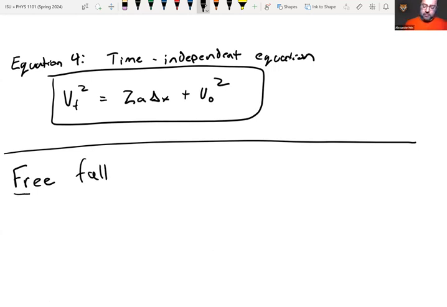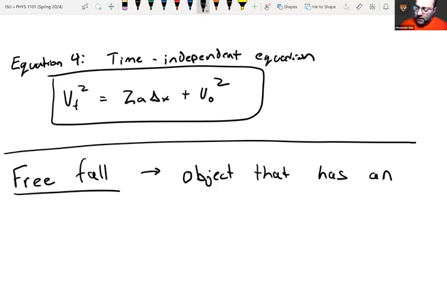And basically what free fall is, it's a special type of kinematics. Now we'll get into free fall a couple of times as we do 2-dimensional kinematics as well. But for free fall, the really important thing to keep in mind is that we are dealing with an object that has an acceleration downward due to gravity.